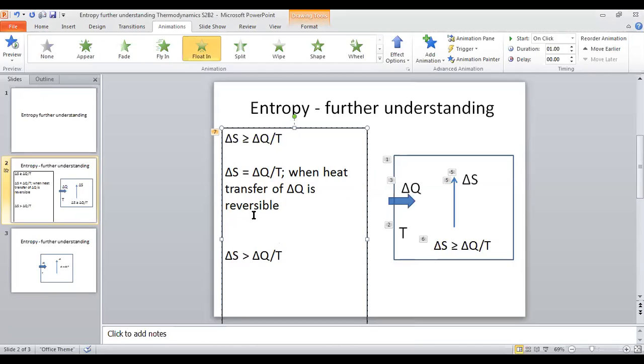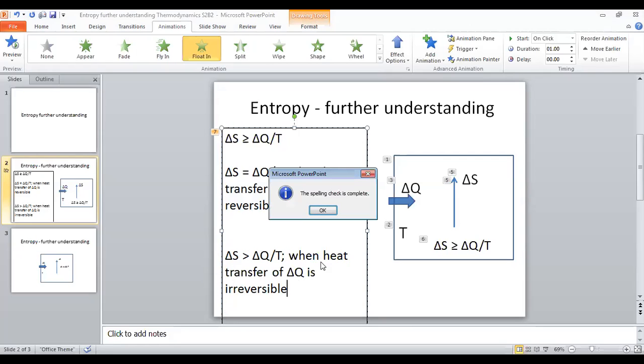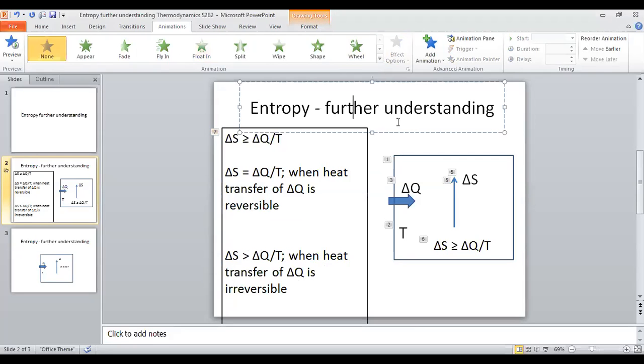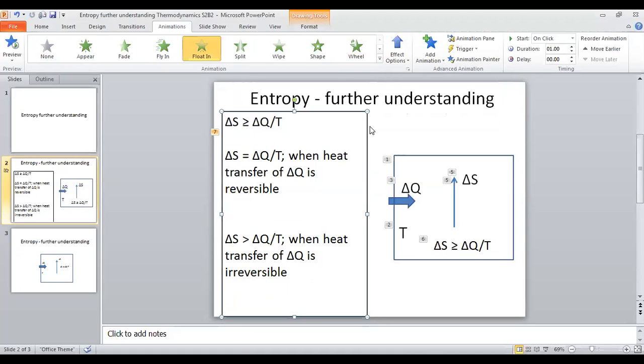So when irreversible, it is greater. Irreversible. I hope that you can have some practical sense of this. We will try to get practical sense of this. That is very important for both you all and me, the practical aspects of this.